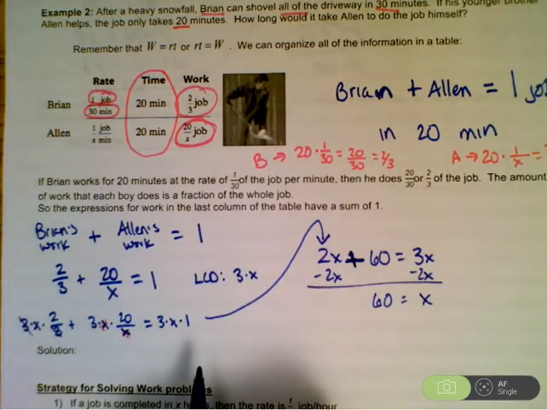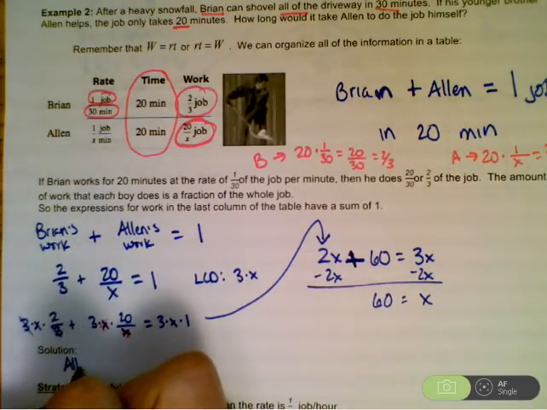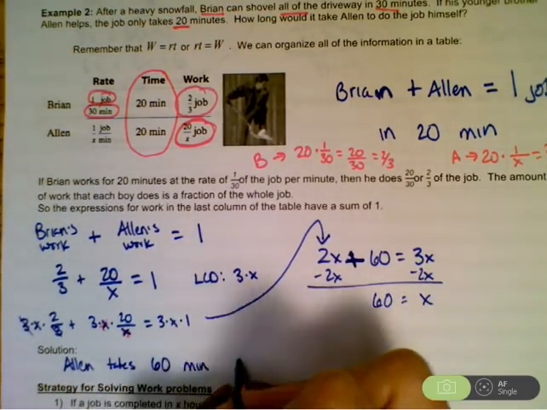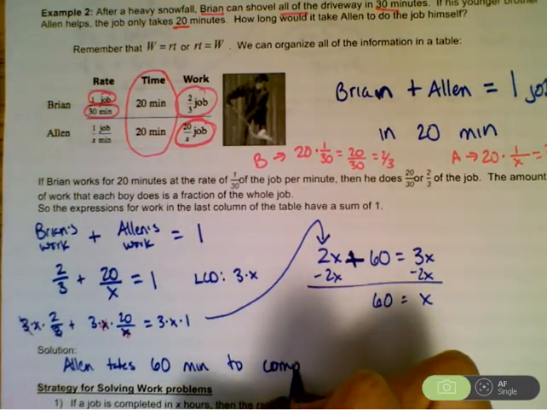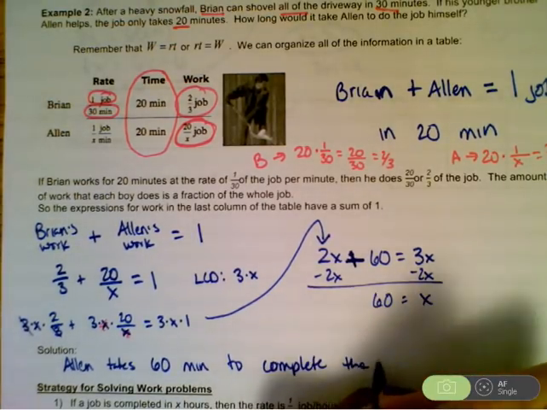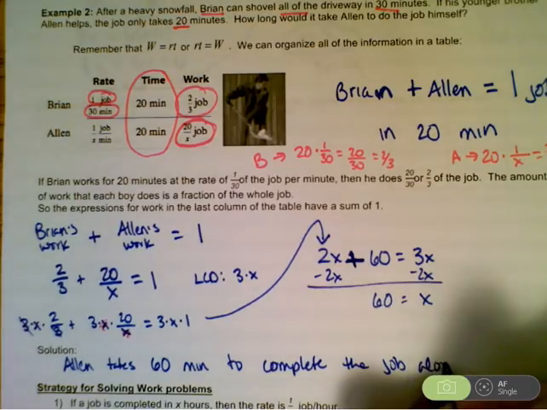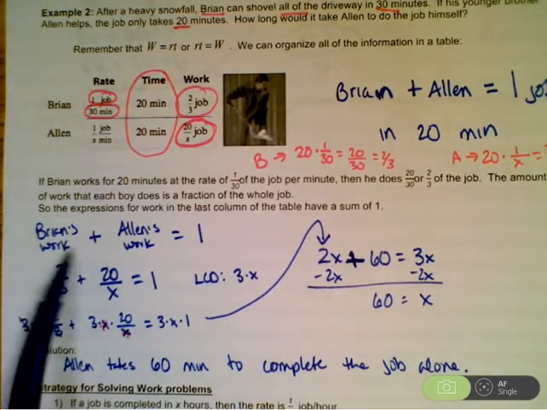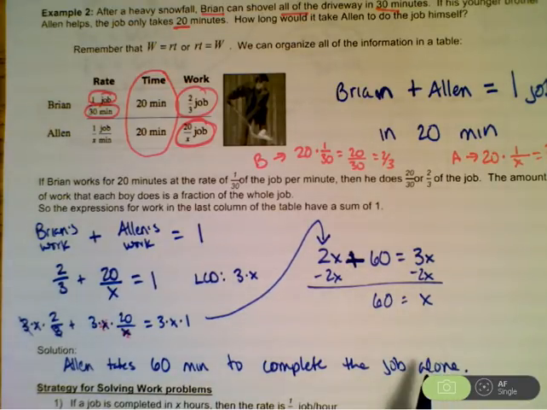60 equals x. So I know Alan takes 60 minutes to complete the job alone. Okay, and we got that by setting up the equation and solving it, looking at rates and how they compare.